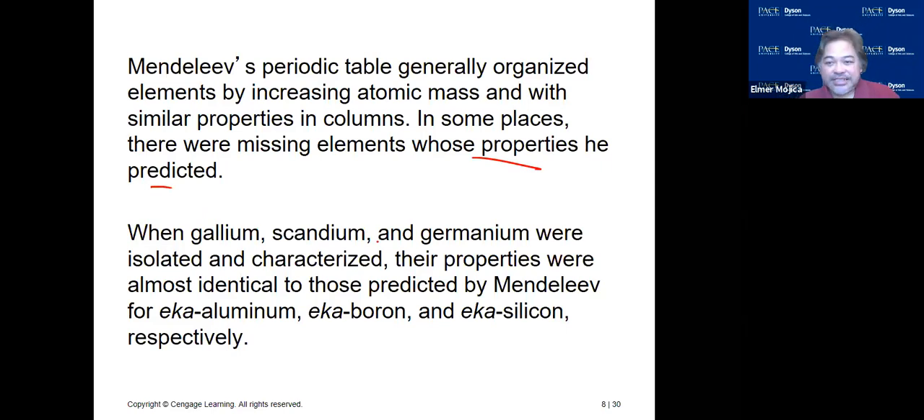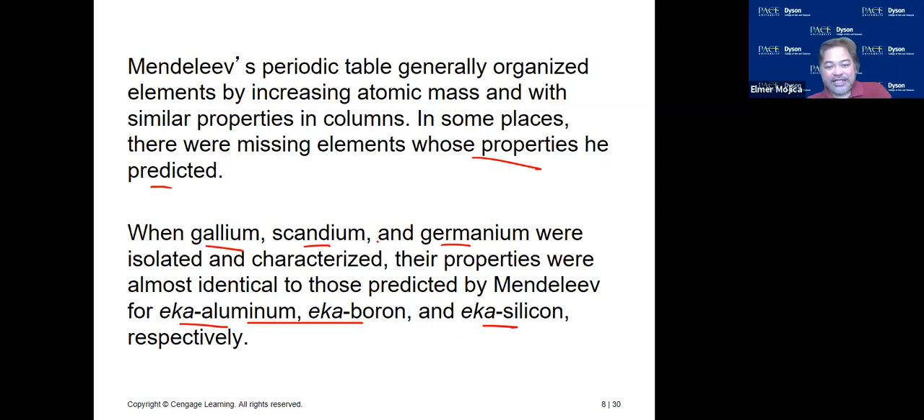Okay? Meyer just arranged them. But Mendeleev, when he arranged them, found out that there might be some elements that exist but are not yet discovered with these properties. And he predicted those properties. So what are those? We have gallium, scandium, germanium. And the terms that they have for them are eka-aluminum, eka-boron, and eka-silicon. So he predicted the properties of this eka-aluminum, eka-boron, and eka-silicon.